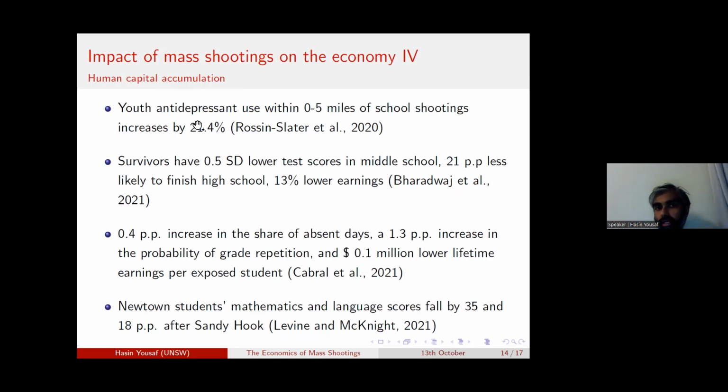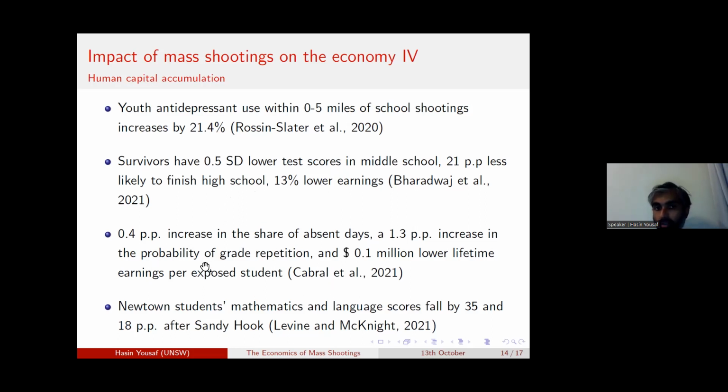problem by using antidepressants. Similarly, Bardaj, so this is evidence not from the US but from Norway, but they find evidence that people who were survivors of a mass shooting, so these were people who were at the event where the shooting occurred, but they were not injured and they didn't die, had a 0.5 standard deviation lower test score in middle school, were 21 percentage points less likely to finish high school, and all of this adds on to later earning 13% less when they grow up.